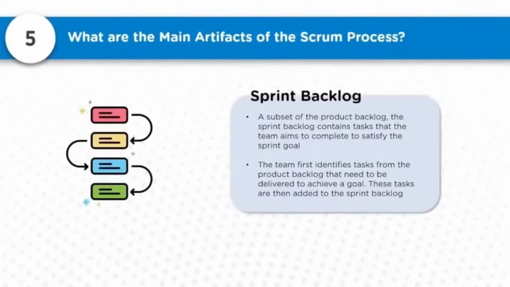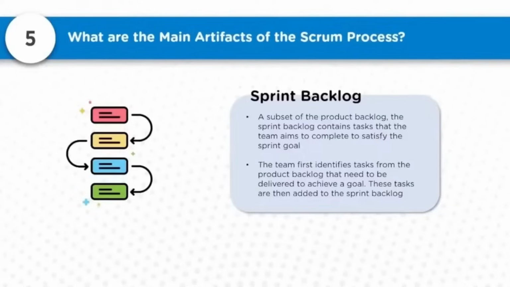So the sprint backlog contains tasks that the team aims to complete to satisfy the sprint's goals. A set of product backlog items are taken and put into the sprint backlog, and those are the features which are supposed to be produced as part of that particular sprint. The team first identifies tasks from the product backlog that need to be delivered to achieve a goal. These tasks are then added to the sprint backlog.